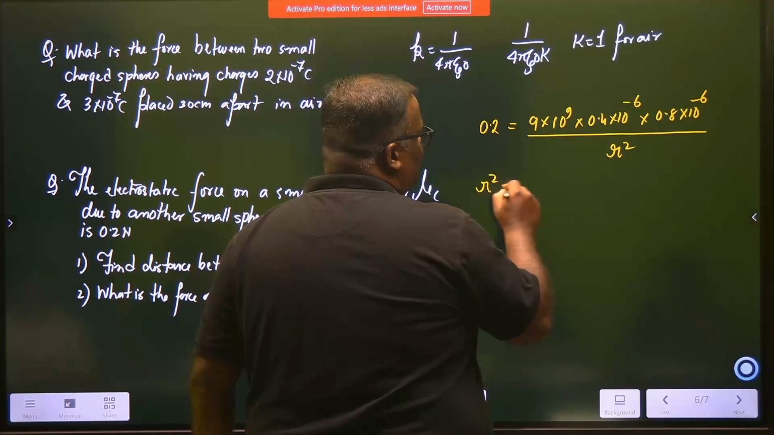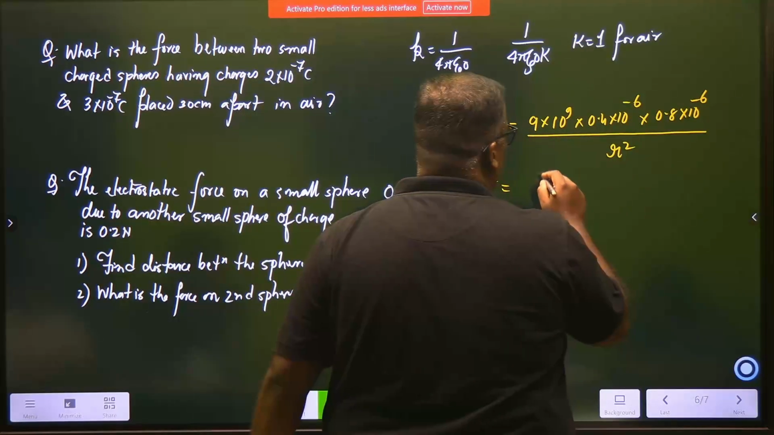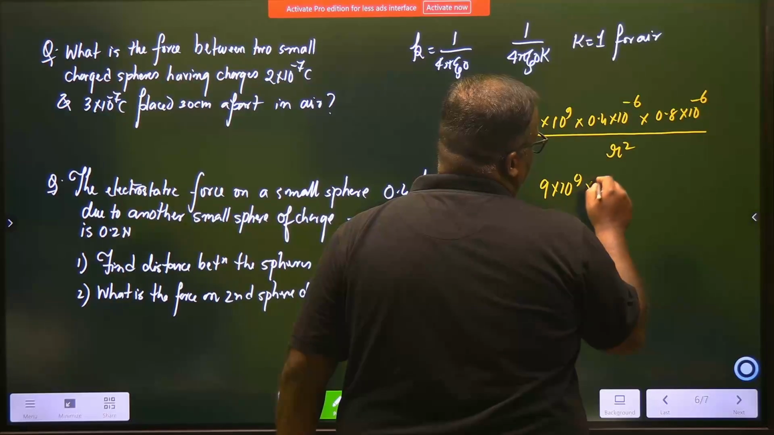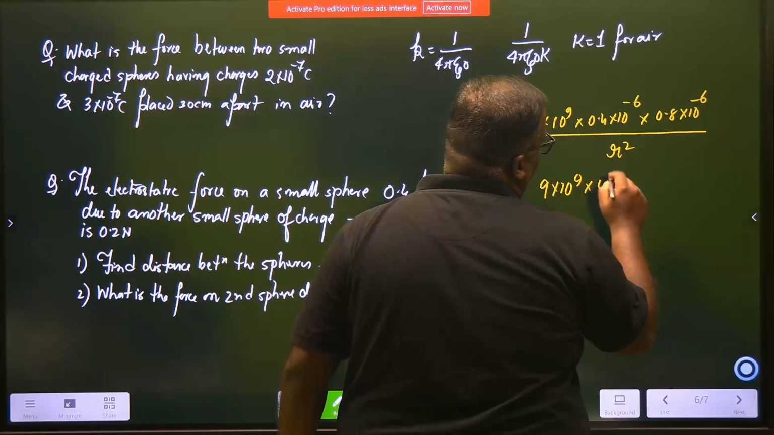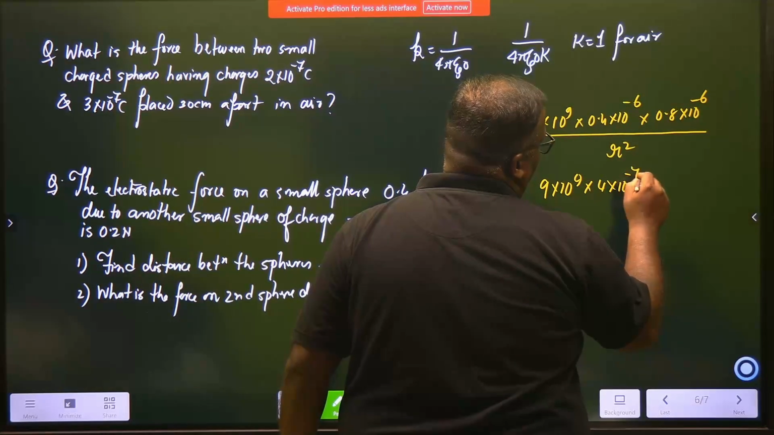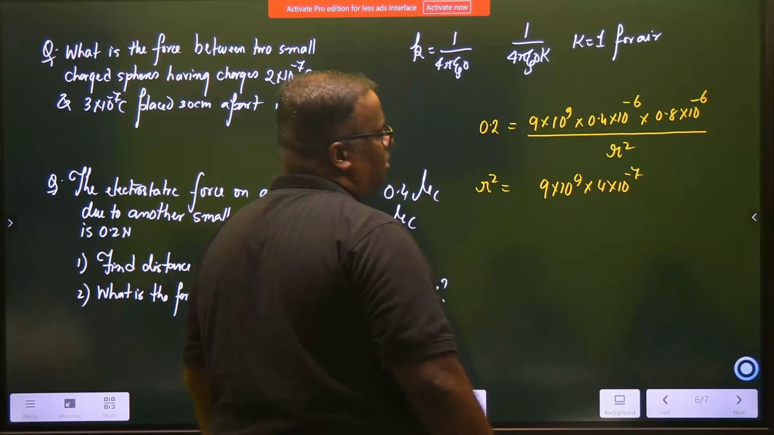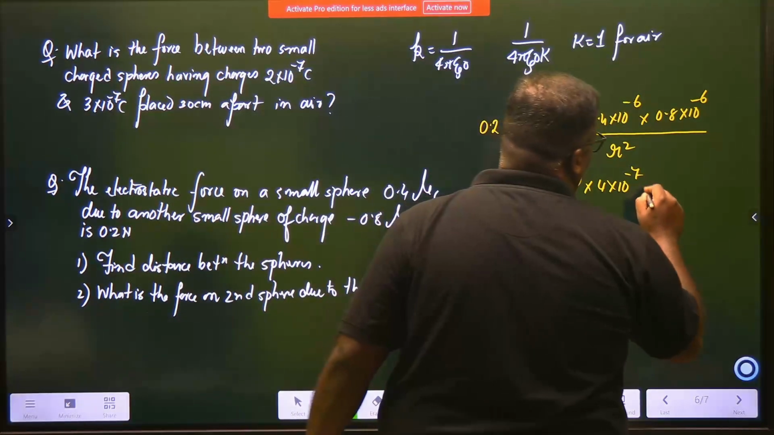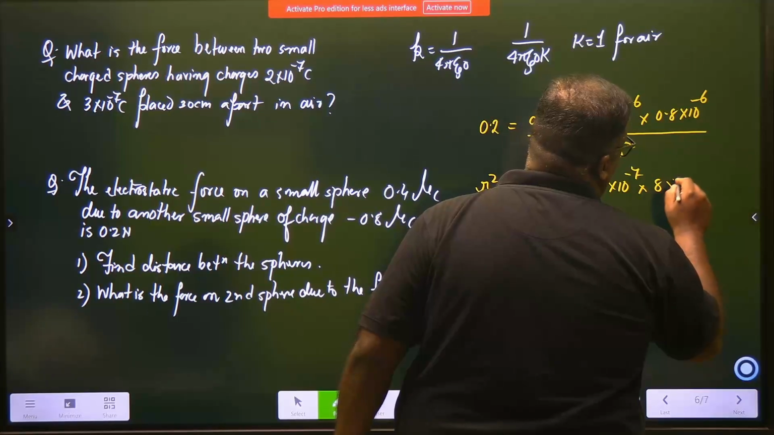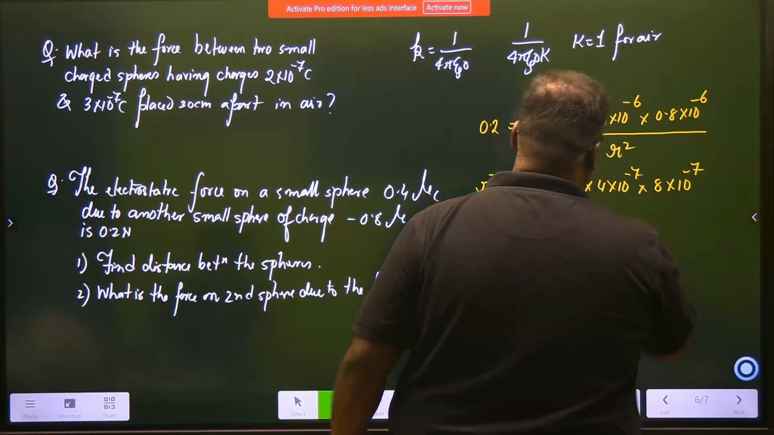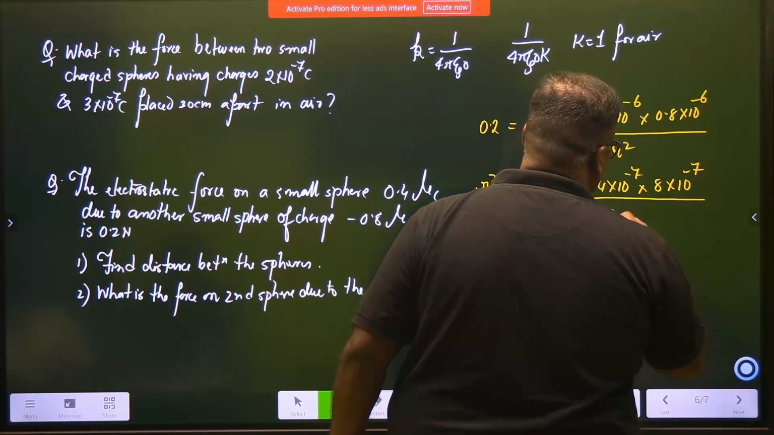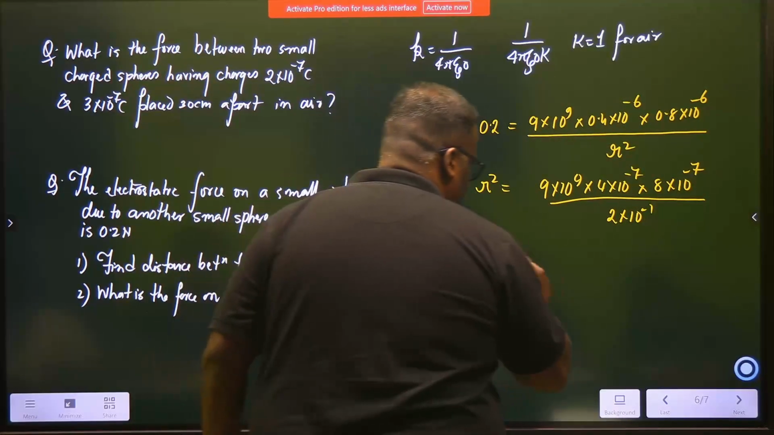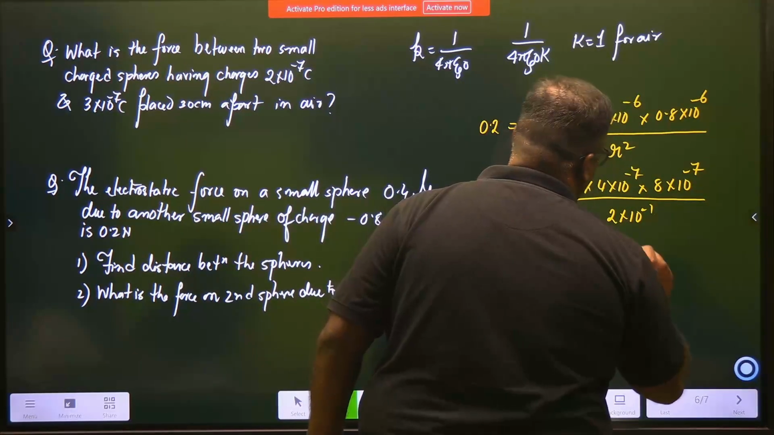So if you take R square out now, let's make them some handsome numbers. 9 into 10 to the power 9. This becomes 4 into 10 to the power minus 7 now, right? Because you're making it even smaller. And then this becomes 8 into 10 to the power minus 7 divided by 0.2, which can be written as 2 into 10 to the power minus 1. Agreed? Let's handle all the tens.